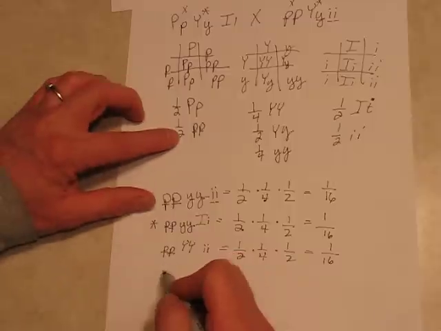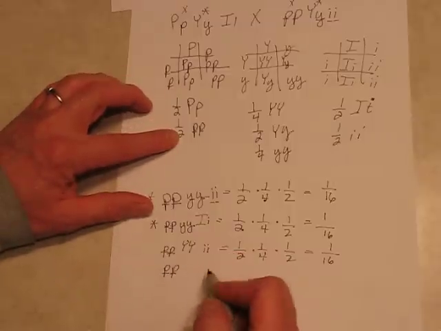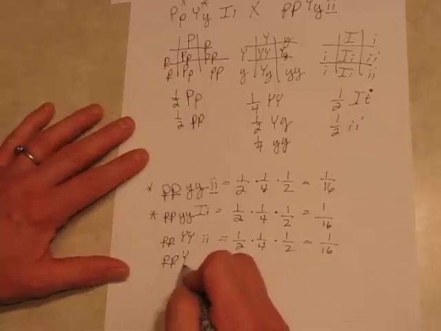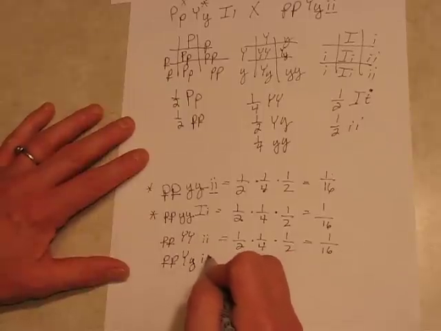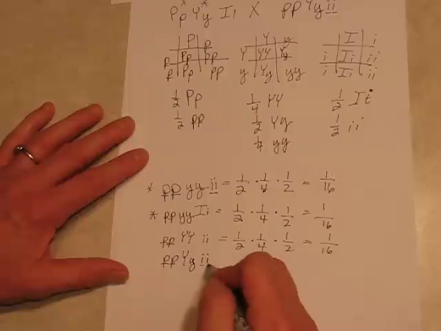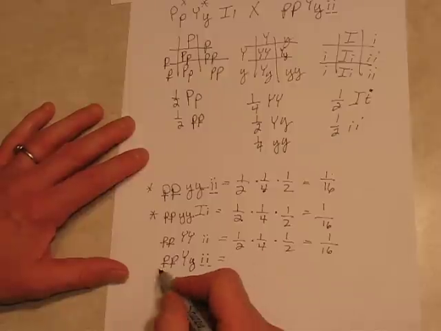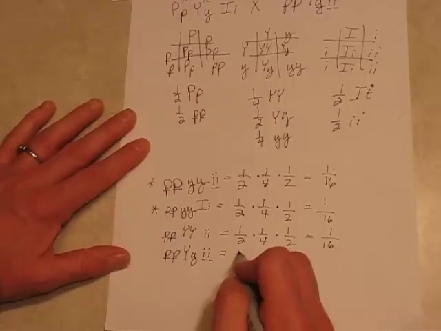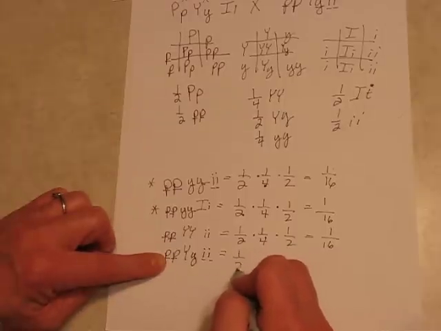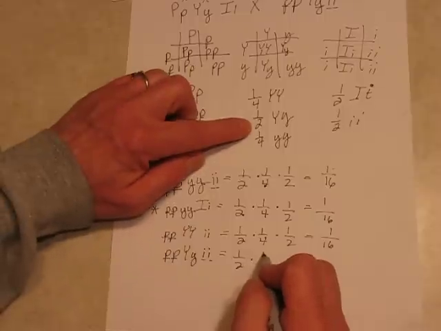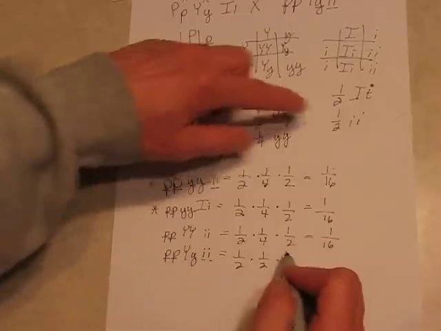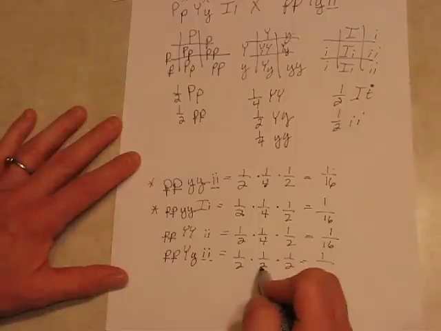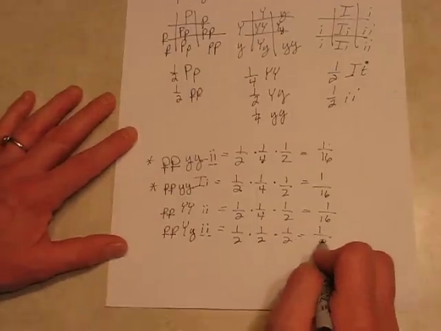There's another one that would be little p. Let me make sure I'm still on. Big Y, and little i. That would be another cross that would have 2 out of the 3 homozygous recessive. So little p is 1/2. Big Y is 1/2. And little i is 1/2. So that would be 1 out of 2 times 2 is 4. 4 times 2 is 8.